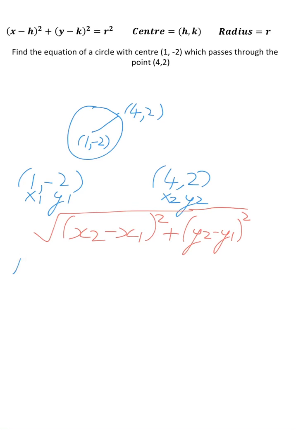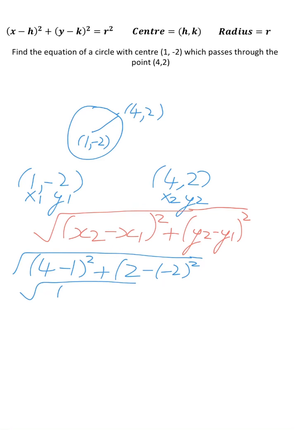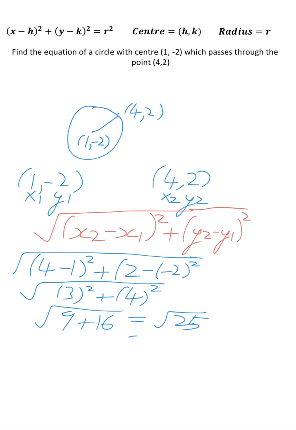Putting in our values now, we'll have 4 minus 1 all squared plus 2 minus minus 2 all squared. So we have 3 squared, and 2 minus minus 2 will be 2 plus 2, so then we'll have 4 all squared here. So 9 plus 16, that's the square root of 25, which is 5. So that is our radius.